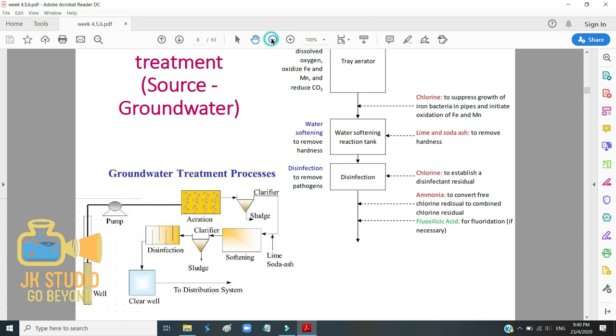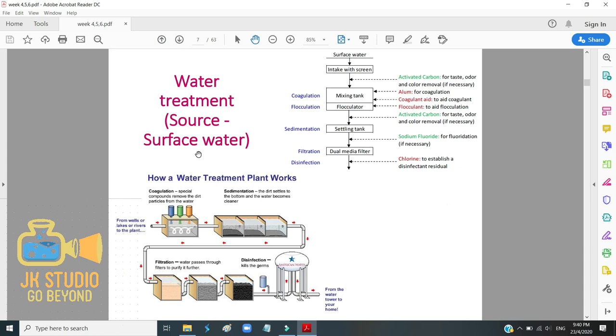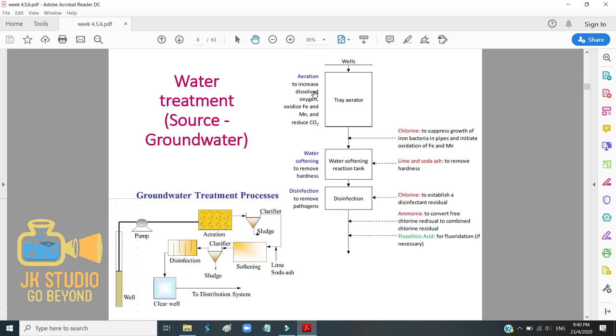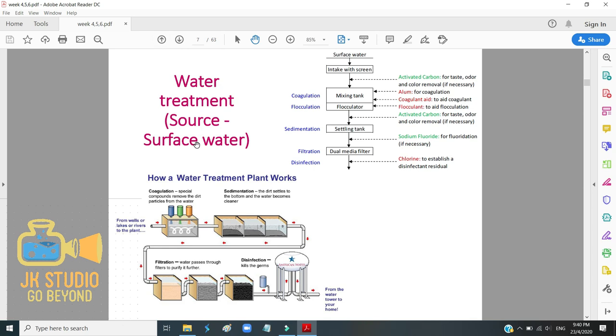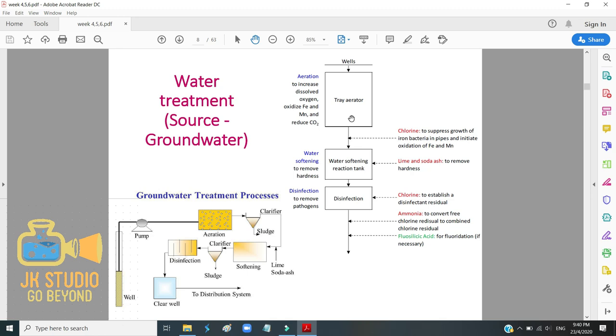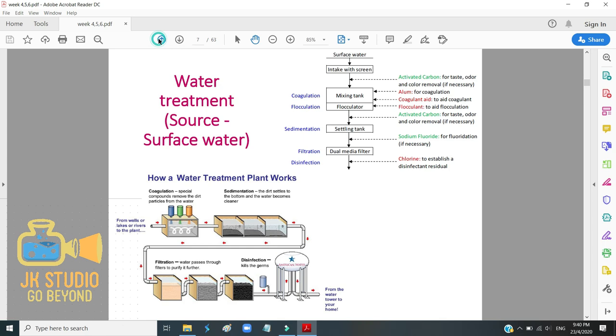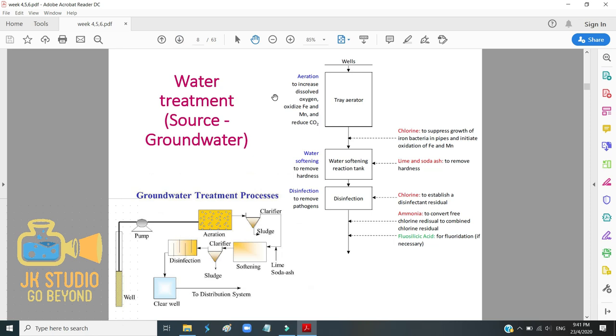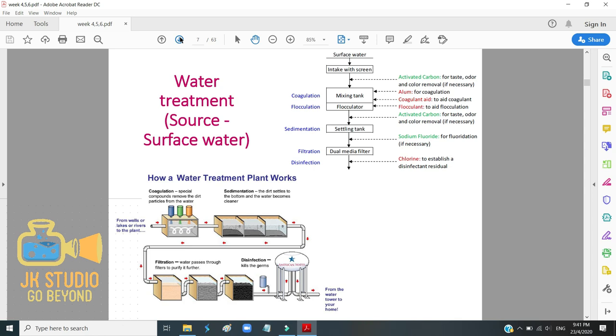This is groundwater. So what is the difference between groundwater and surface water? As we can see, for surface water we do not use aeration. We do not need to increase the dissolved oxygen for surface water, but for the well, we need to. And for the well, we also need to remove the hardness, while for the surface water we don't need to remove the hardness. But for the surface water, we need to use coagulant and flocculant. But for groundwater, there is no need to use both of them. Both also need the disinfection process, because it needs to kill the bacteria.